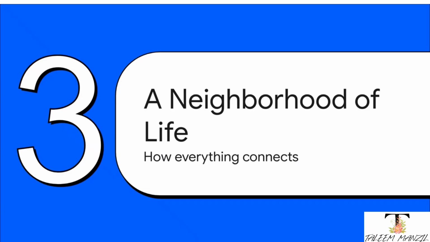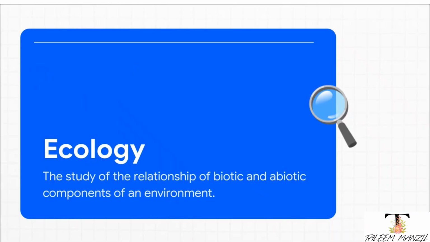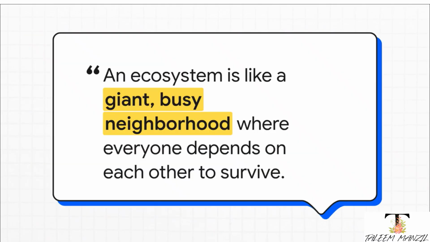And this is where things get really cool. These two parts aren't just sitting next to each other. They're in a constant, dynamic relationship. It's this nonstop interaction that creates what we can think of as a neighborhood of life. You know, there's a whole branch of science that studies this relationship, the connection between the living and the non-living, and it's called ecology. So ecologists are kind of like detectives, figuring out how all these different pieces of the environmental puzzle fit together perfectly. And this interaction brings us right to the heart of our explainer today, the ecosystem.